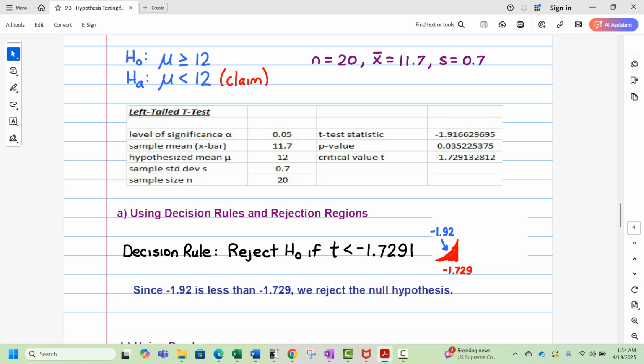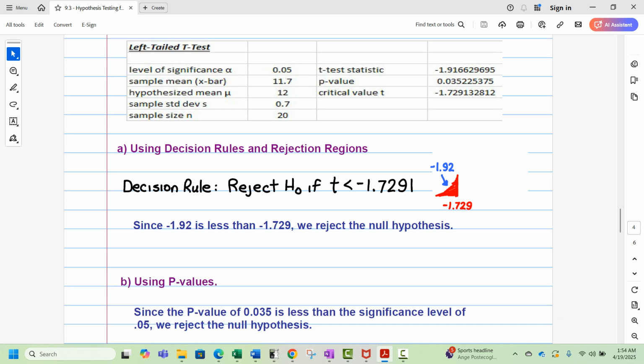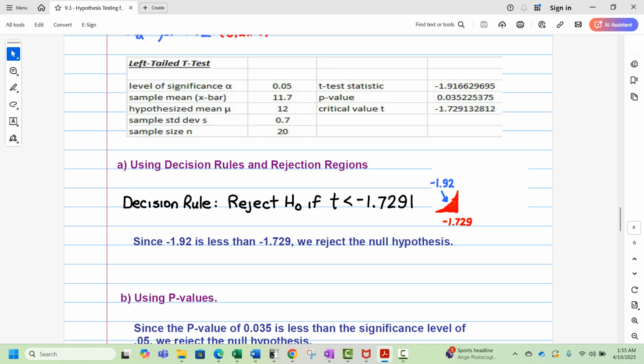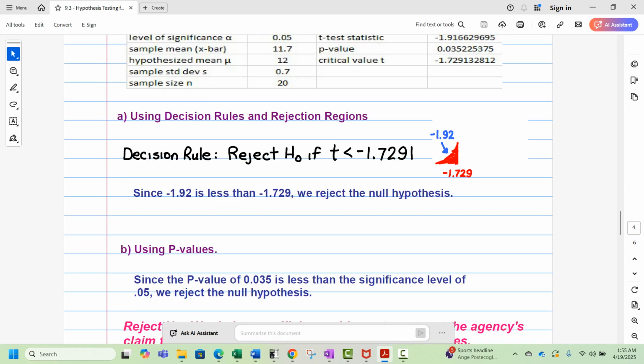But actually, you can just use the p-value to make it really clear. The negatives can be kind of tricky. The test statistic is negative 1.92, well, negative 1.9166. That does fall in the rejection region coming from this critical value right here. So it's in there. We reject. P-value, you see the p-value right there where it always is, 0.035. The p-value is less than your significance level of 0.05. So we reject.